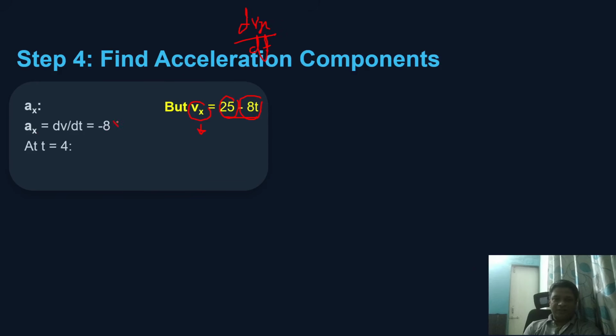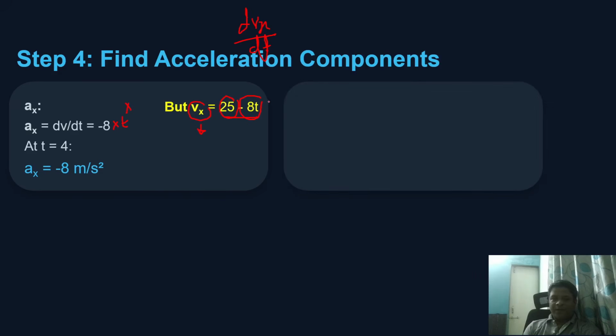So the t factor is not present here. So it is constant all over. So acceleration in the x direction will be minus 8 meter per second square. Now we'll find out acceleration in the y direction. Okay, we have already calculated the equation for Vy. It is nothing but minus 6t.